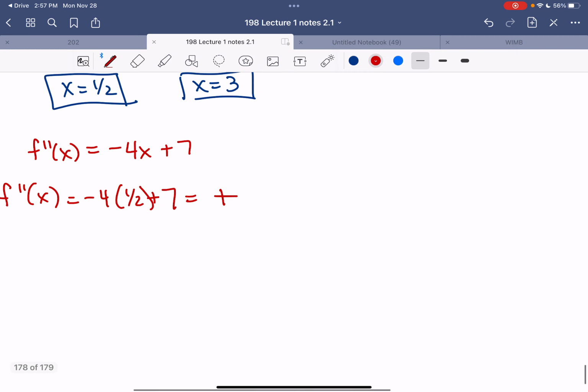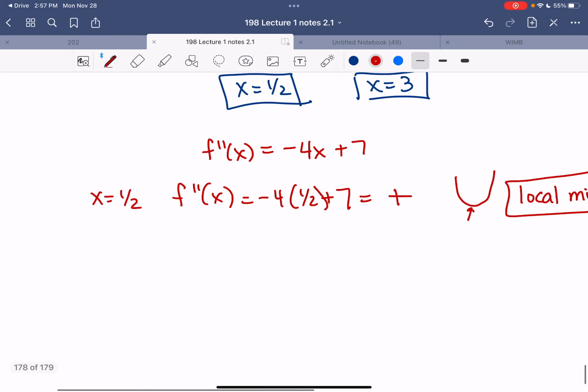If the second derivative is positive, it tells me that this is concave up. And when the curve is concave up, then my critical point has to be here at the bottom, which means this one has to be a local min at x equals 1/2.